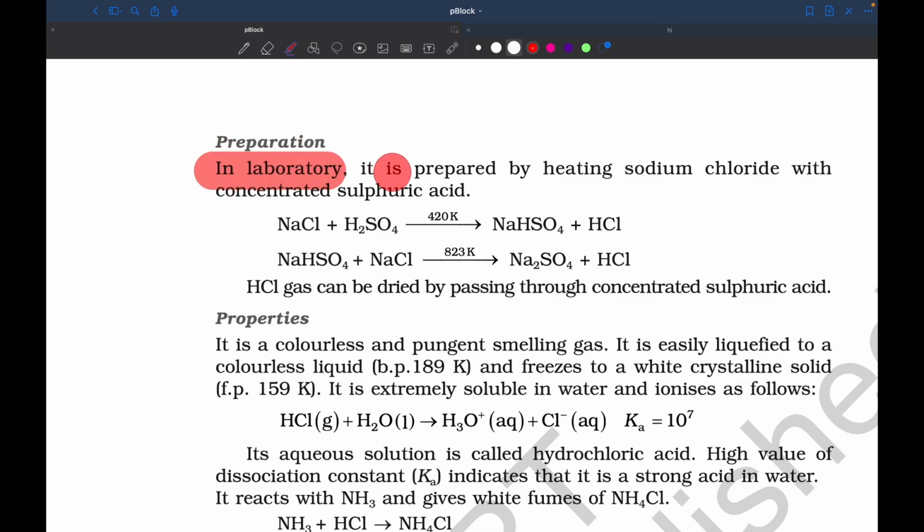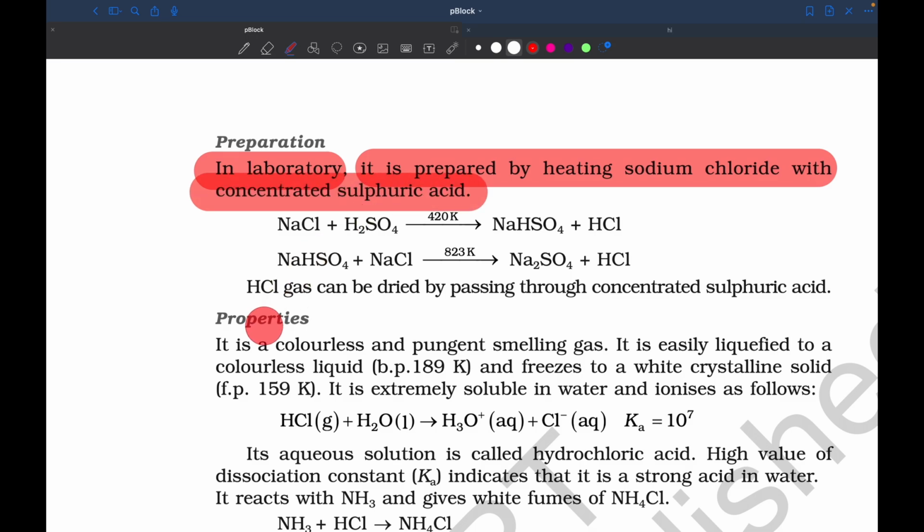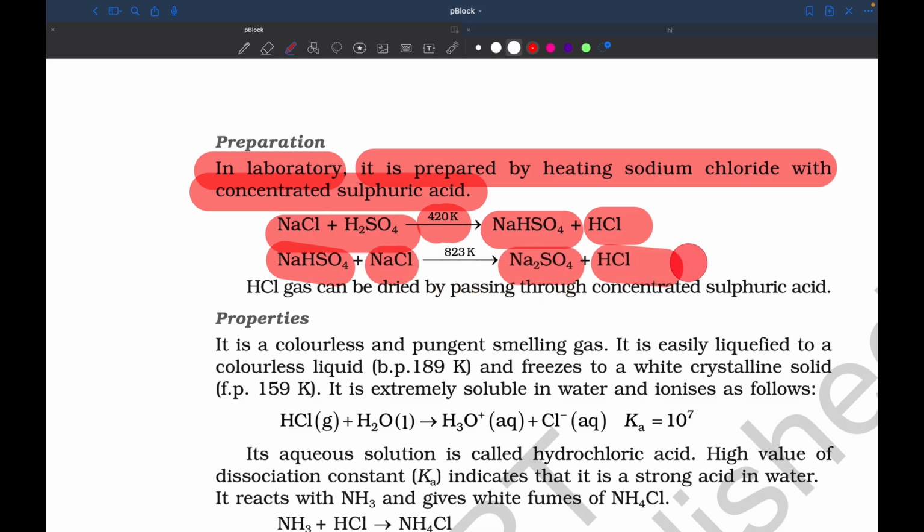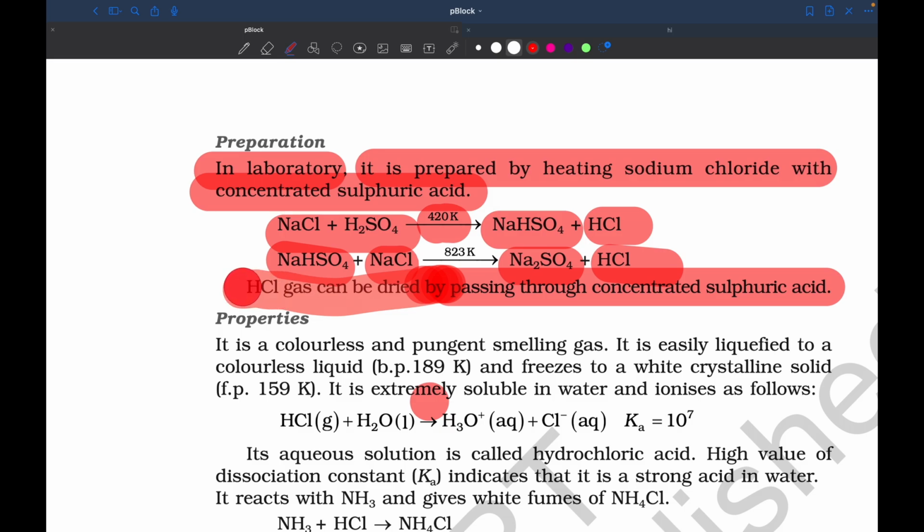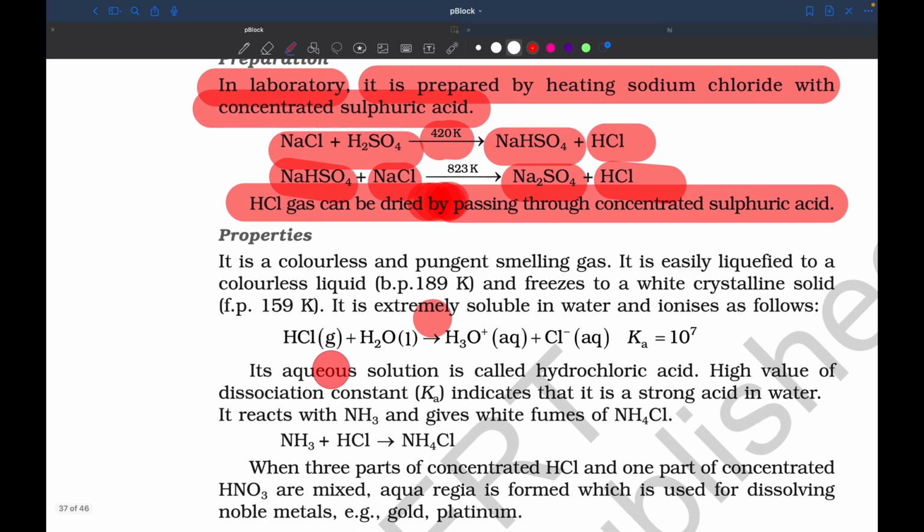In the laboratory, it is prepared by heating sodium chloride with concentrated sulfuric acid. NaCl plus H2SO4 at 420 K gives sodium hydrogen sulfate plus HCl gas. Sodium hydrogen sulfate plus NaCl gives sodium sulfate plus HCl gas. HCl gas can be dried by passing over sulfuric acid. Why? Because sulfuric acid cannot oxidize this Cl minus.